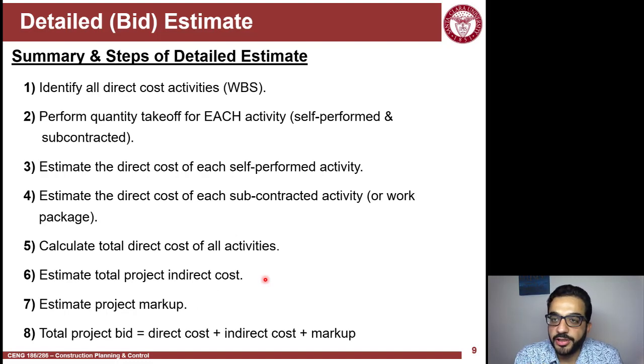So in summary, these are the overall steps of doing a detailed estimate. First you have to do the WBS, identify the activities you have, and then do the quantity takeoff, and then estimate the direct cost of the self-performed work you do, and then estimate the direct cost of the subs and the sub work. Add all of these, and this will be the total direct costs. Estimate the indirect costs, which include site overhead and office overhead. Estimate the markup, and then add direct, indirect, and markup, and you'll get the bid price.